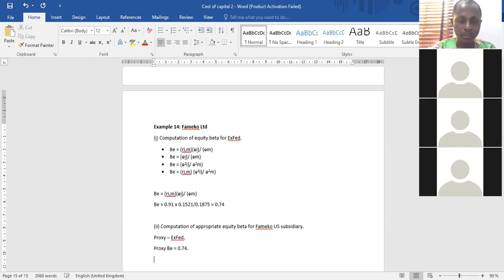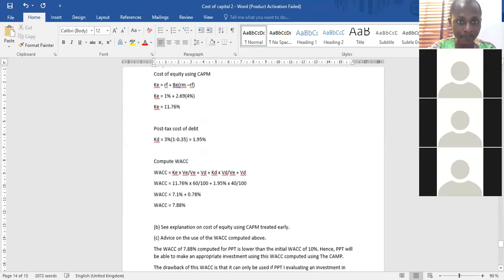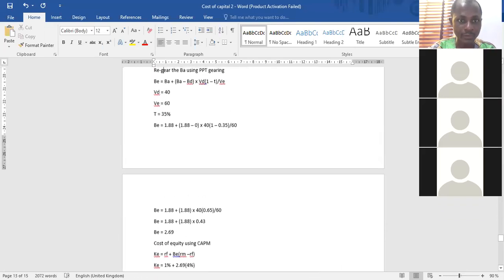So what do we need to do? Because X-Fed is geared, Abby. X-Fed is geared because it has a gearing ratio. We need to ungear this beta. Ungear the beta of equity of the proxy using the proxy gearing. So if this is the case, we have beta of asset is equal to what? We'll just copy the formula so that we don't waste our time.